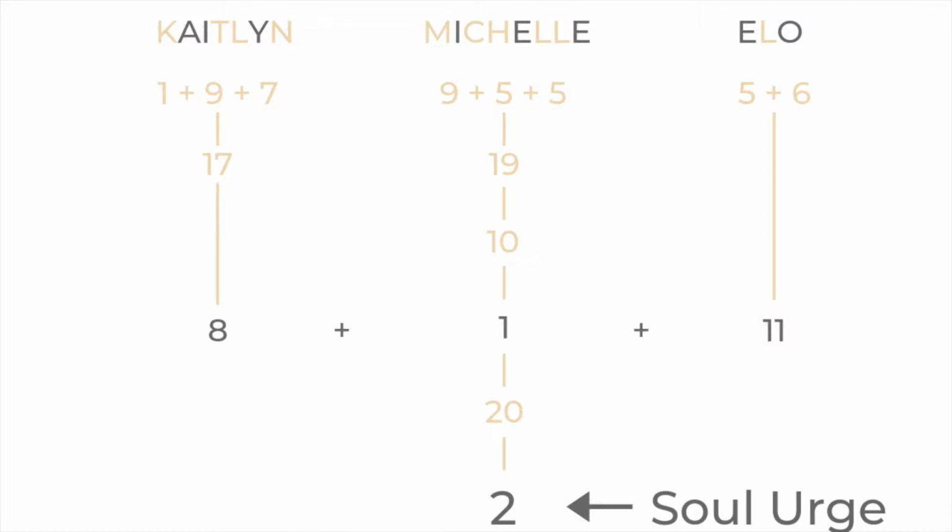And then I repeat for my last name, Elo. So I have the E and the O. 5 plus 6 equals 11, which is a master number, so I stop there. Now I have, for each of my names, a number. That's 8 plus 1 plus 11. That equals 20. 2 plus 0 equals 2, so 2 is my soul urge.